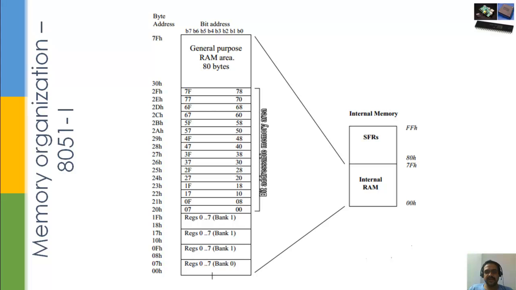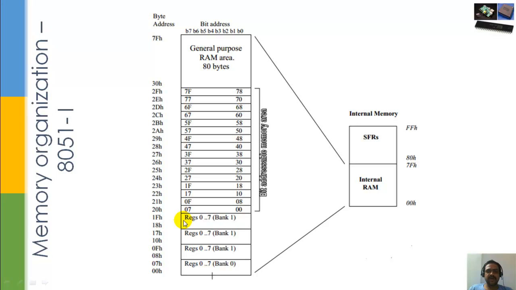Remember, in the program status word register, you had carry, auxiliary carry, parity, then 2 general purpose flags F0 and F1, and there will be 2 bits called RS0, RS1. If the RS0, RS1 bits are 00, it refers to bank 0. If they are 01, it refers to bank 1. If they are 10, it refers to bank 2. If they are 11, it refers to bank 3.